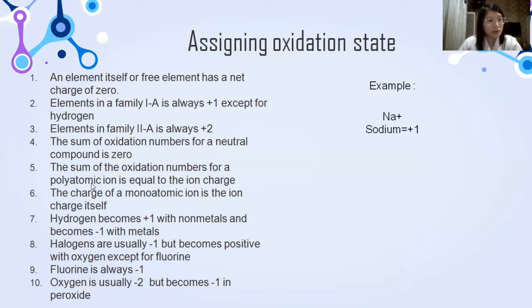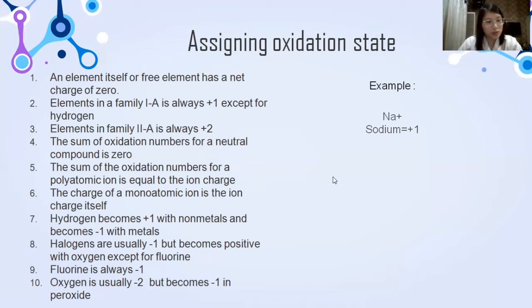Next is the charge of a monoatomic ion is the ion charge itself. For example, sodium ion. Since it has a charge of 1, then sodium will have a charge of +1.